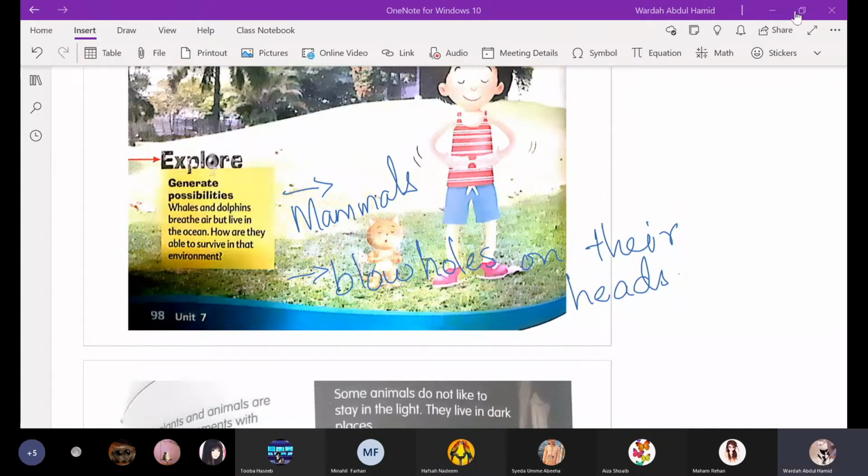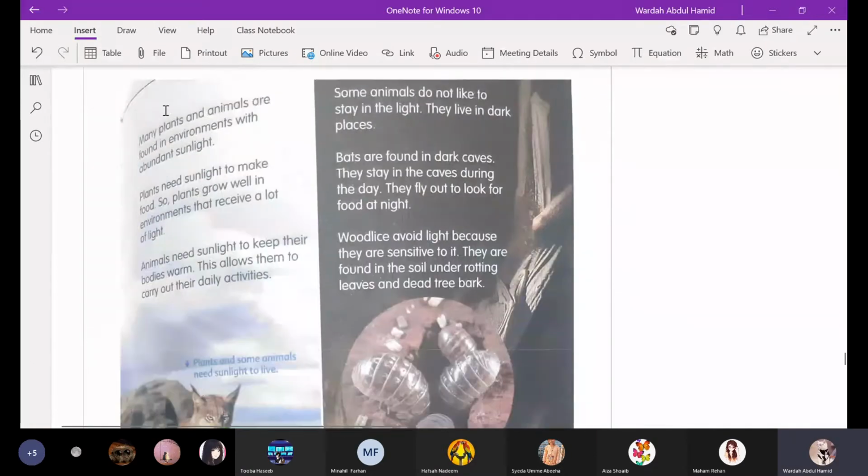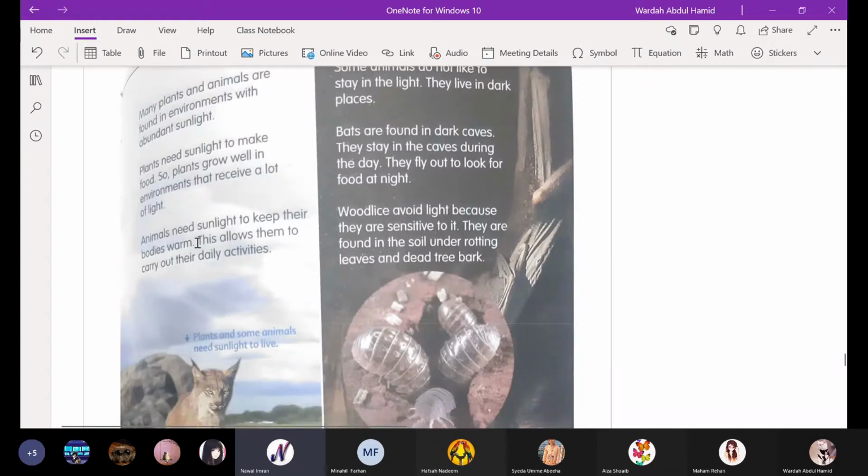Okay, Nawal. Read this white part. Many plants and animals are found in environments with abundant sunlight. Plants need sunlight to make food, so plants grow well in environments that receive a lot of light. Animals need sunlight to keep their bodies warm. This allows them to carry out their daily activities.